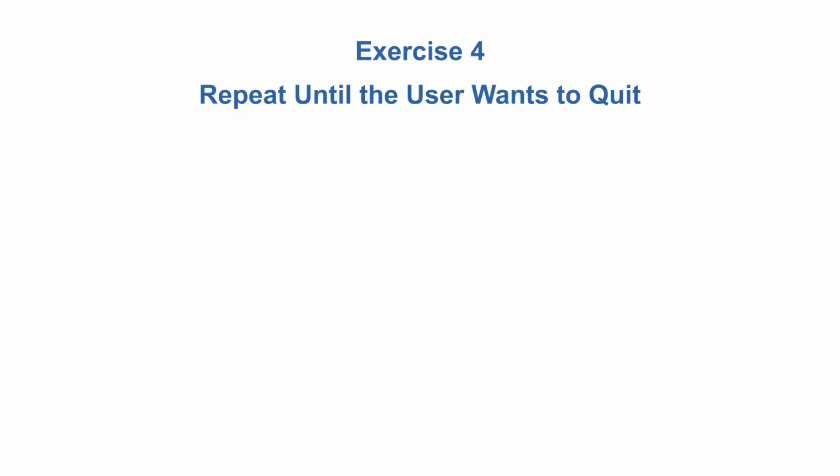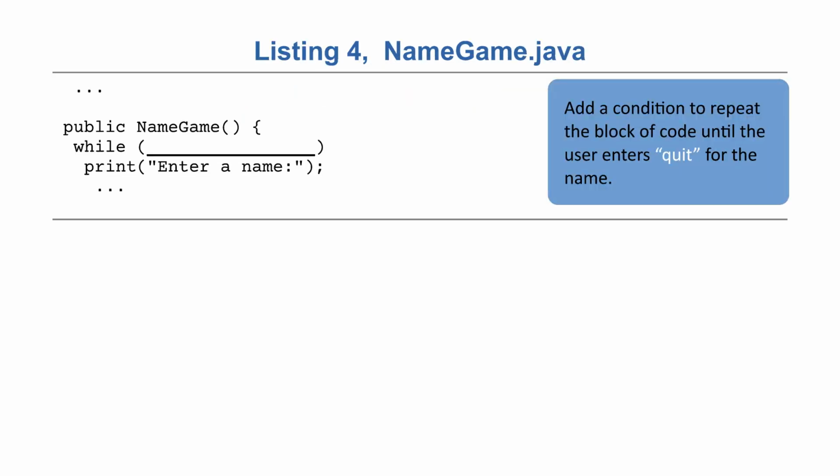Exercise 4. Repeat until the user wants to quit. Add a condition to repeat the block of code until the user enters quit for the name. Hint: repeat while name is not quit. Refer to TG5.1 if you don't remember how to compare if strings are equal or not equal.